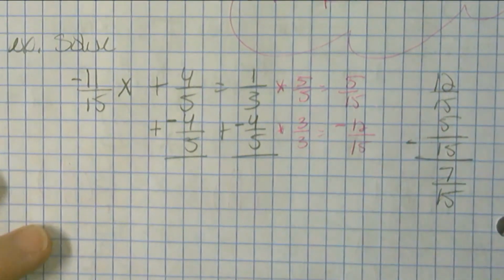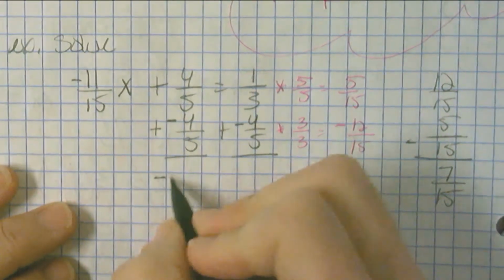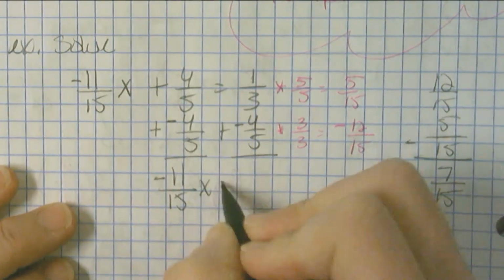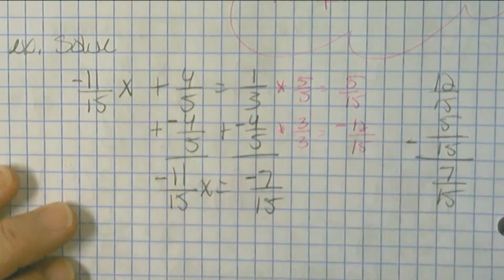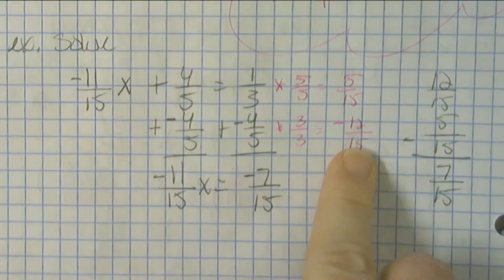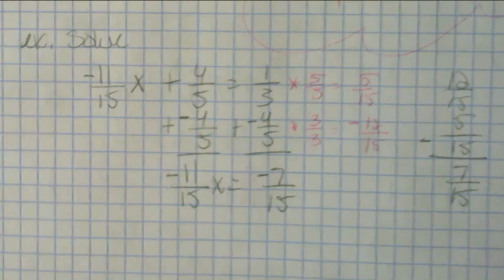How many of you guys are good with that? All right. So now I have a negative 11/15ths times x is equal to a negative 7/15ths, because my greater absolute value was the negative number. Now what? Amanda?